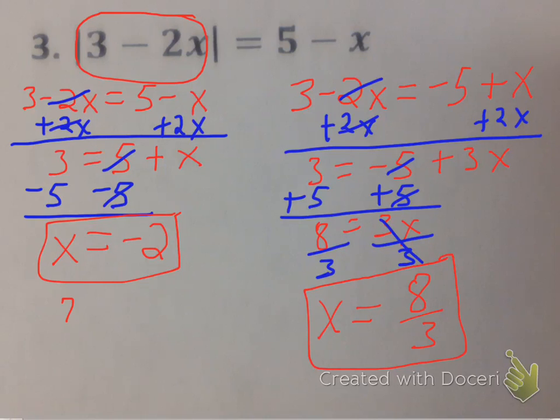Then I plug the negative 2 in on the other side. Minus a negative. So 5 minus a negative 2 becomes plus 2. So 5 plus 2 is 7. So that one does work out because it gives us 7 equals 7.